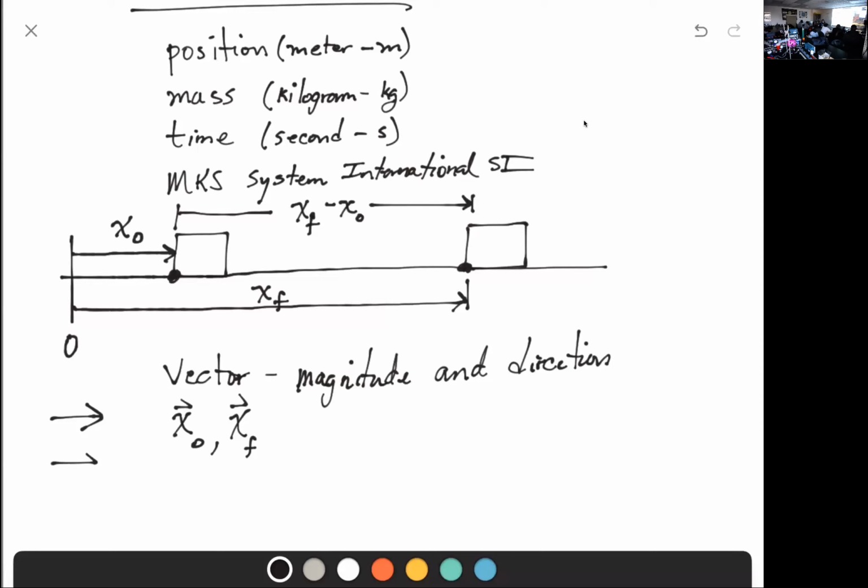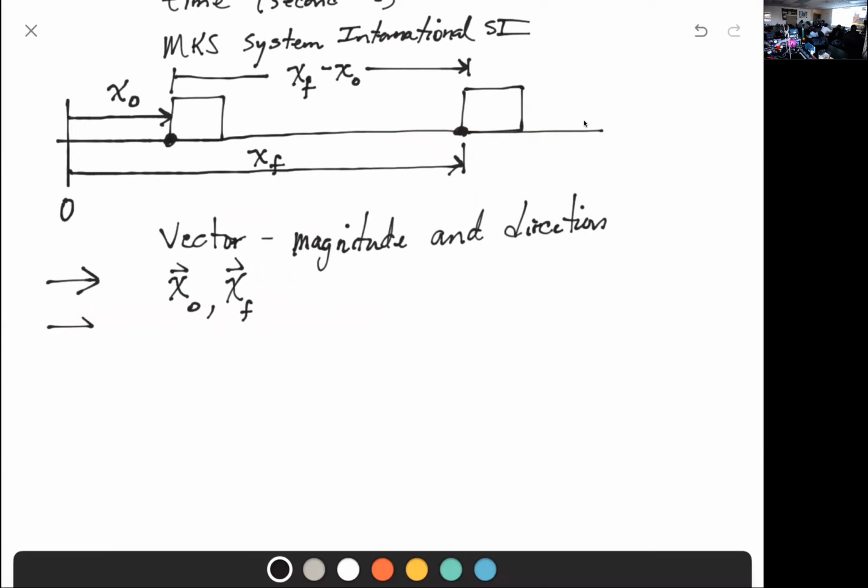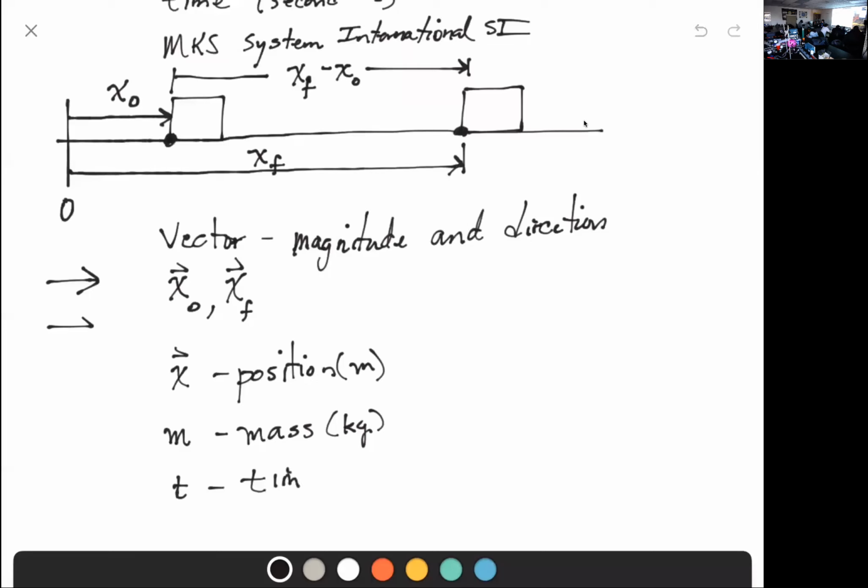Okay. So I'm typically trying to represent position with X, and that's going to be in meters, and mass with M, that's going to be in kilograms, and then time with T, and that's going to be in seconds.